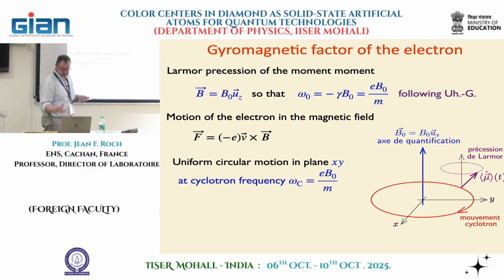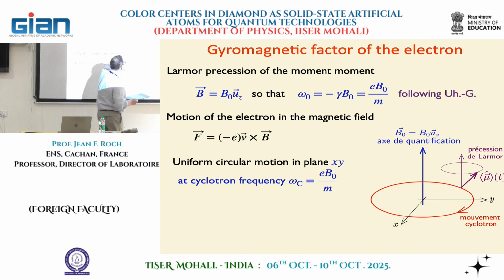That's what my calculation said. If the gyromagnetic factor associated to the spin of the electron would be 1, like in the case of angular momentum L equal 1, that means that I would have a factor of 2 of difference between those 2 frequencies. Okay?